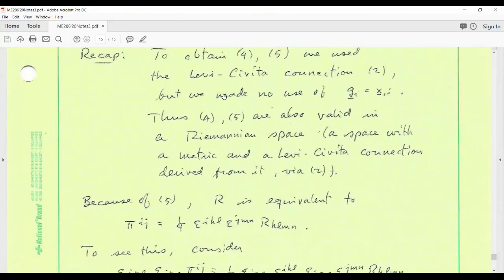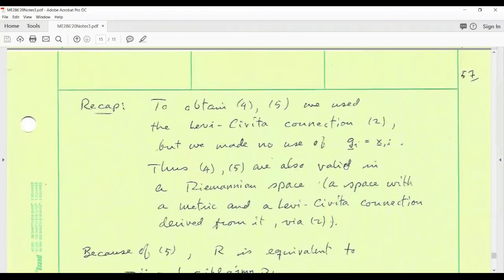To obtain these results, I want to remind you that we used only the Levi-Civita connection. We made no use of this Euclidean concept of a position field. So these results are also valid in any Riemannian space, defined to be a space with a metric and a Levi-Civita connection derived from it.